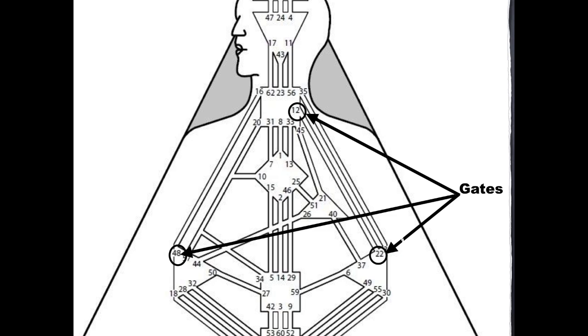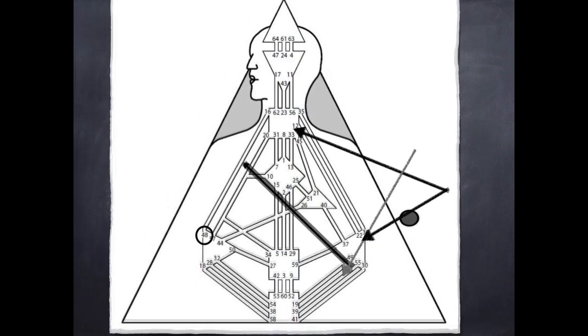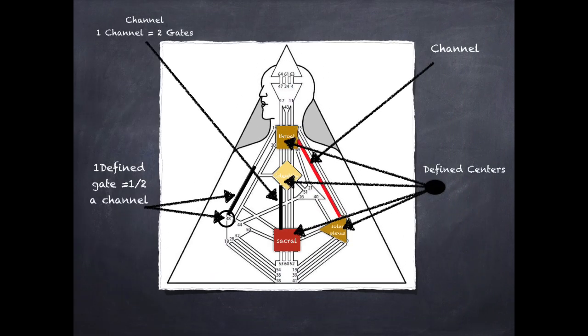Now, if you see all those numbers around the chart, they're all called gates. All gates have meanings, and I'm not going to talk about that right now, but I just want you to know what a gate looks like. Gates are the connections between the centers. So if you have two gates defined on opposite sides, then you'll have a defined channel. And when you have a defined channel, then you're going to also have the two centers connected.